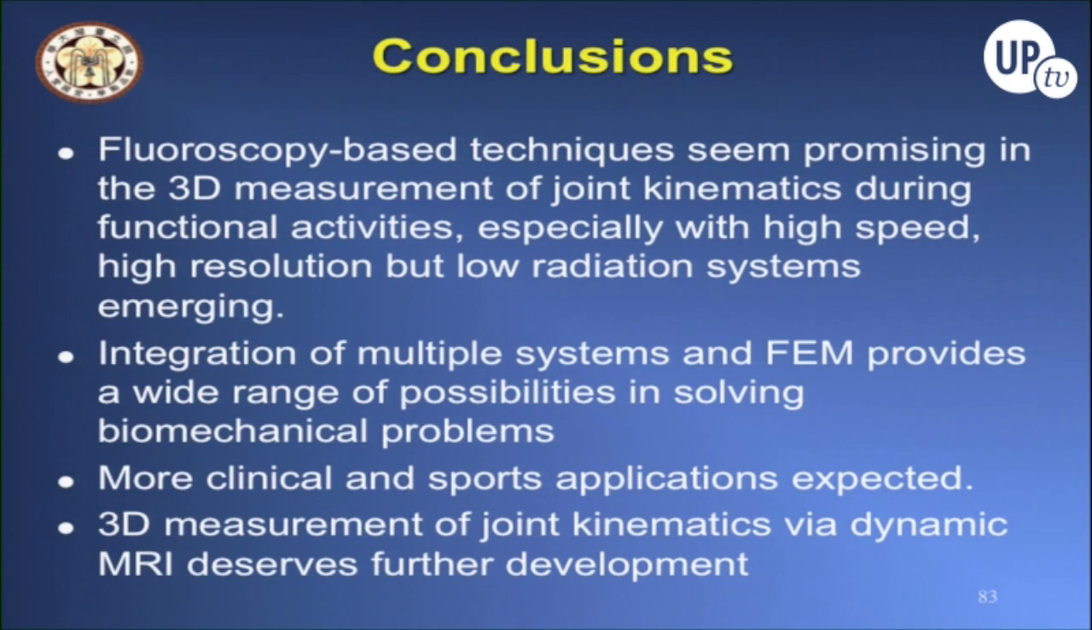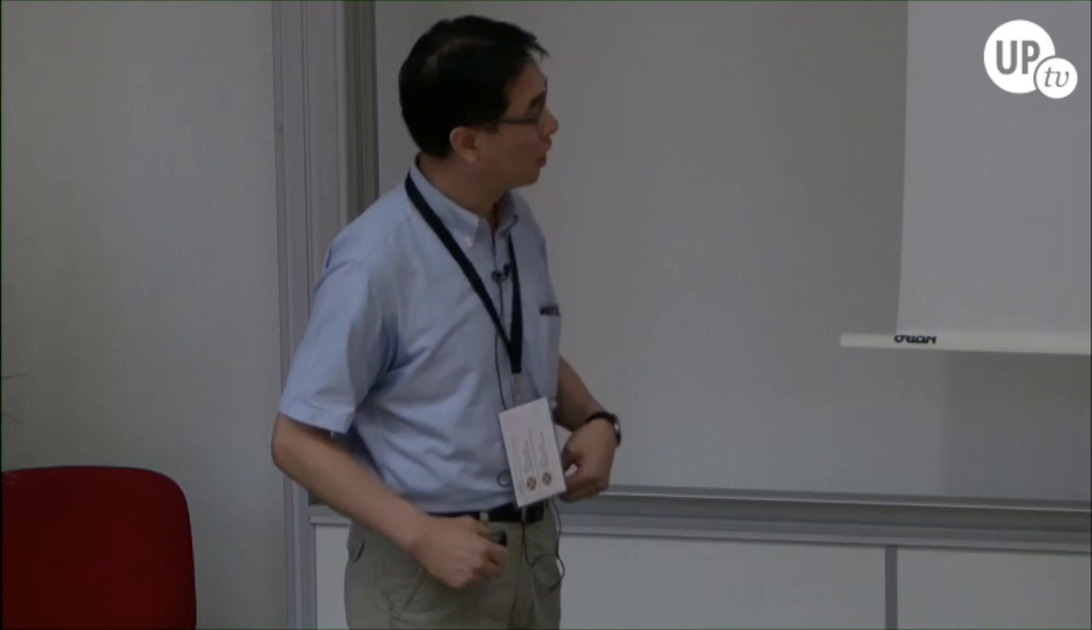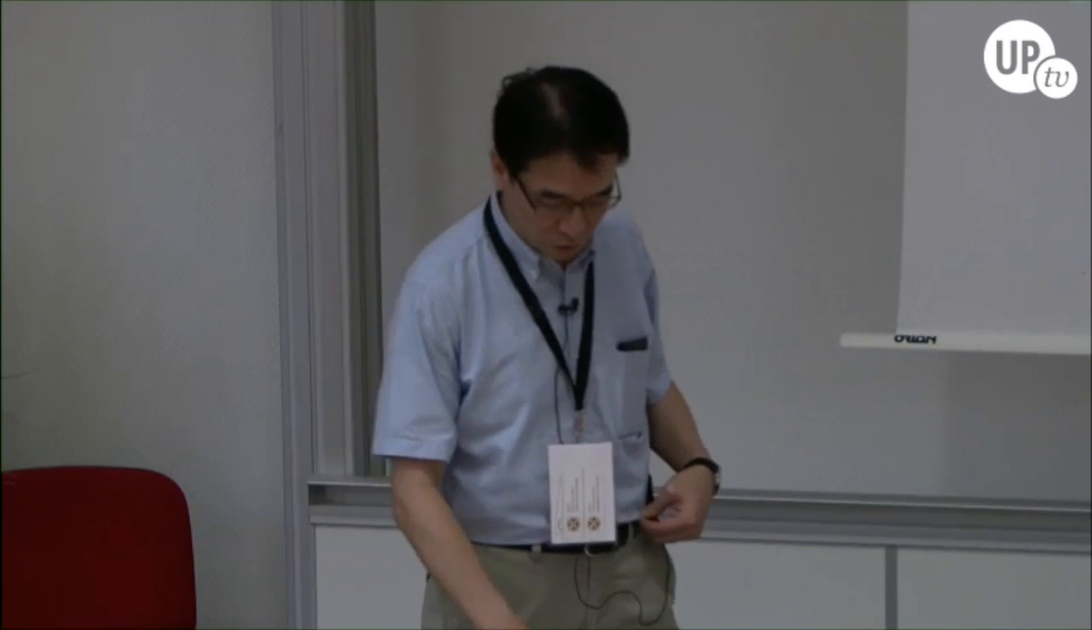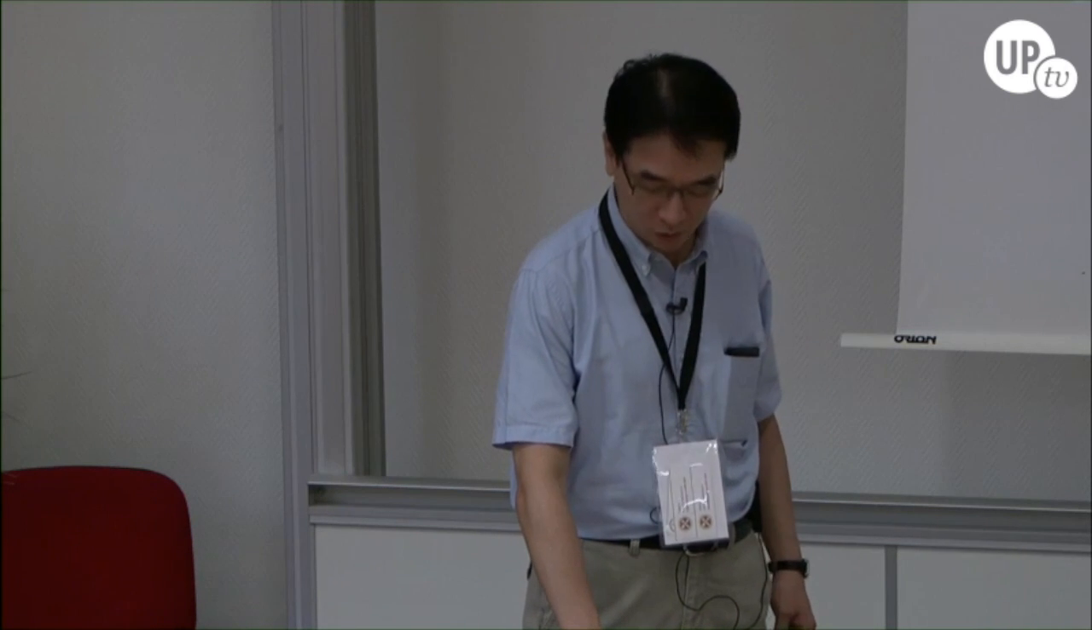So in conclusion, fluoroscopy-based techniques seem promising in the 3D measurement of joint kinematics during functional activities, especially for those of you who are interested in sports, with high speed, high resolution, but low radiation systems emerging. So this method, I believe, will have more clinical and sports applications in the future. And the 3D measurement of joint kinematics via dynamic MRI deserves further development. And I hope I would have another chance to share with you our new developments on the dynamic MRI in the future.